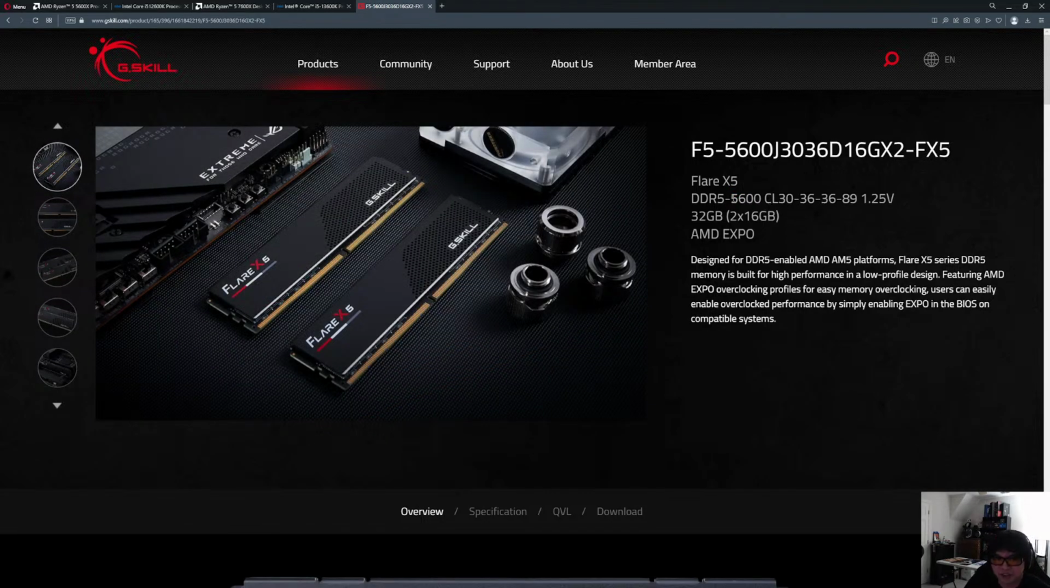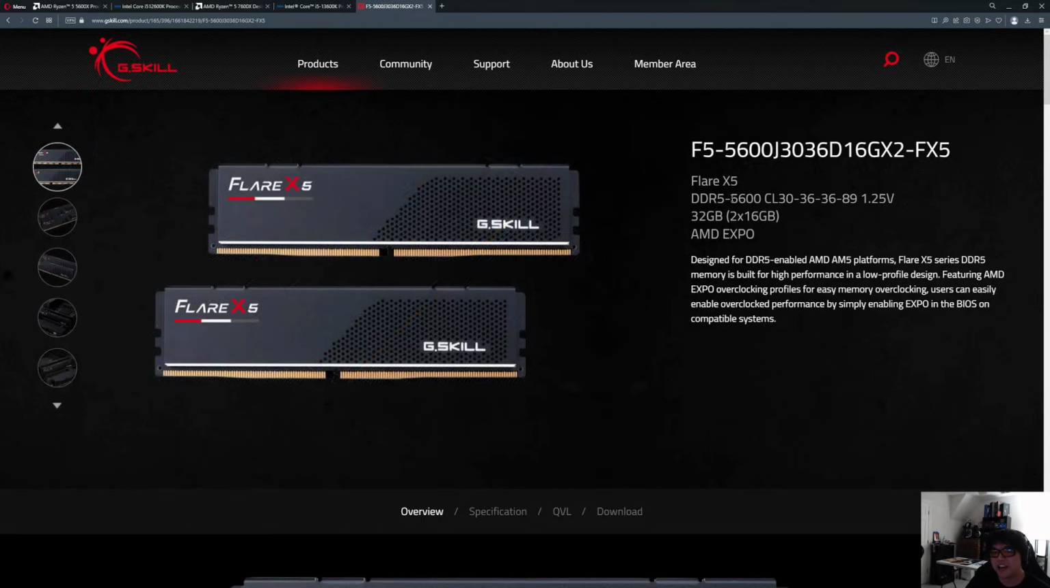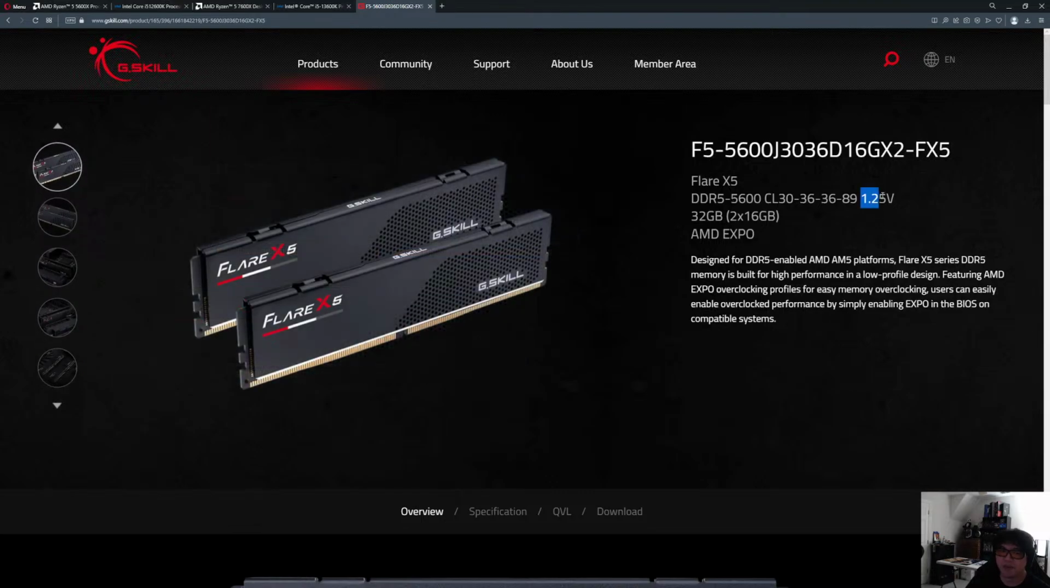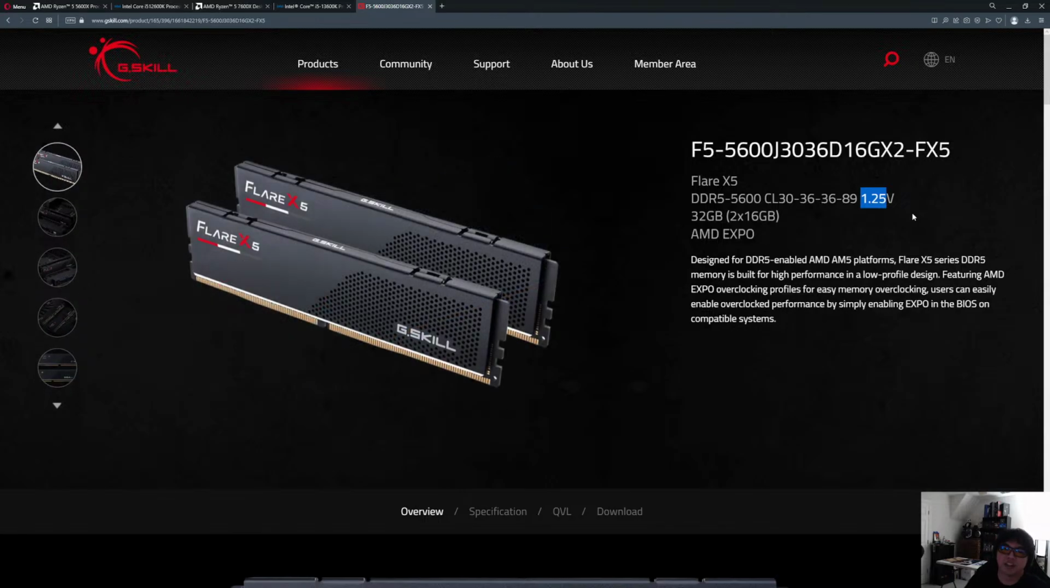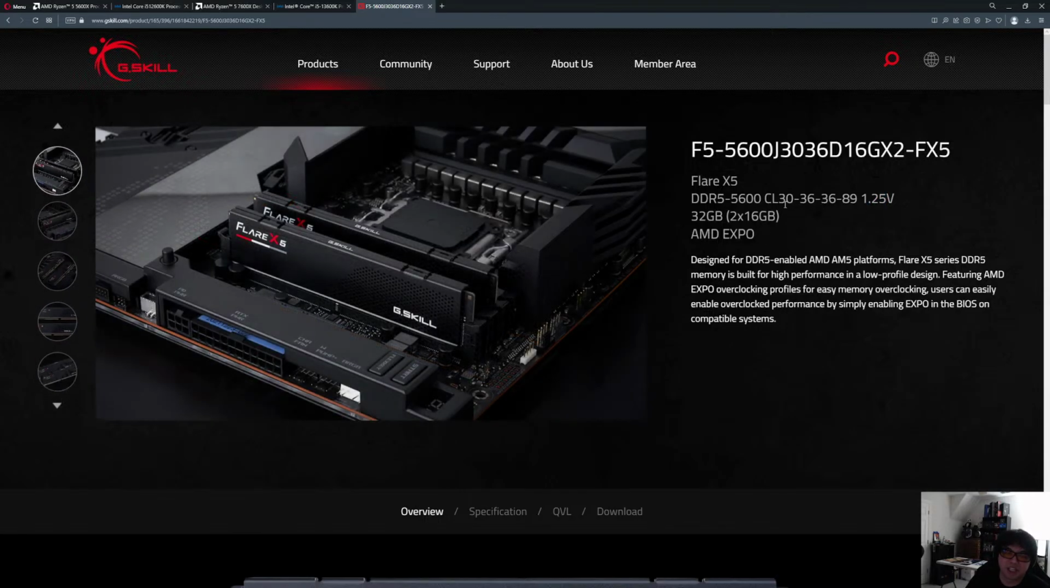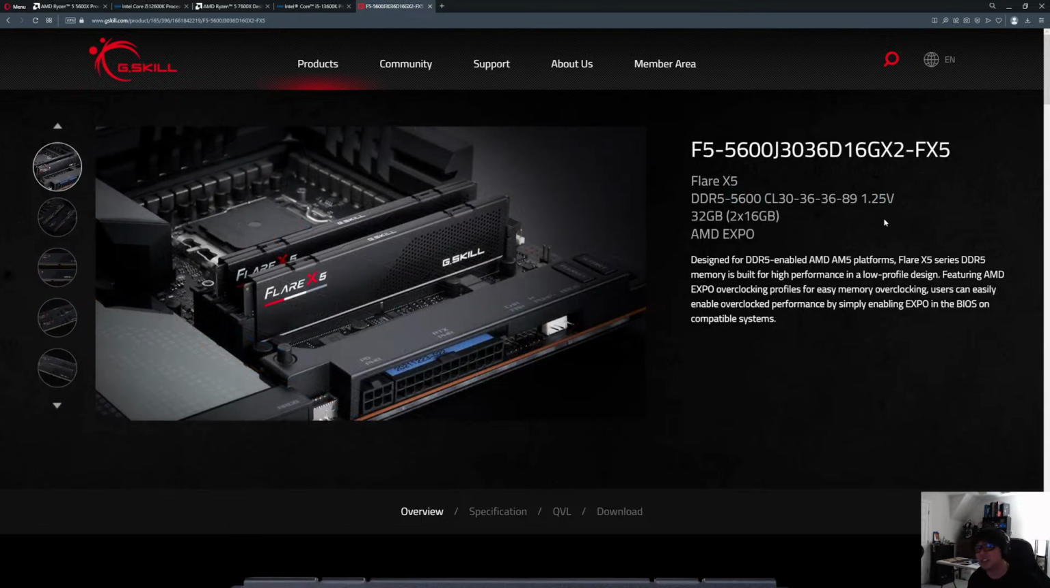So the nice thing about this is because this is M die, I can overclock this to maybe 6400 if I wanted. I'd have to bump the voltage to like 1.35 or 1.4. But that is something to keep in mind. You know, this is 5600 at 1.25. So that's actually a relatively low voltage.